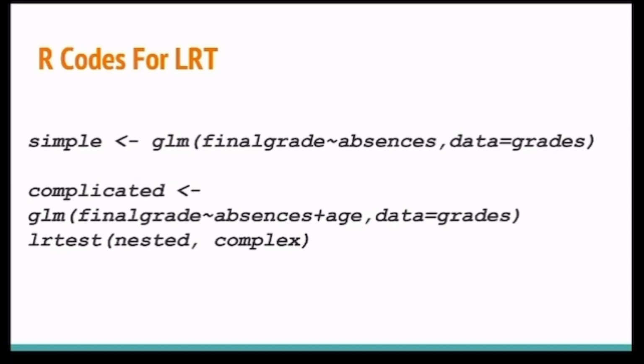When I say nested, I'm referring to simple. Does that make sense? Simple is nested. Then when I say complex, I mean complicated. So if you want to write that, you can just write LR test into simple, complicated. Does that make sense? Because you define the first one as simple, the second one as complicated. Make sure you write simple first before the complicated.